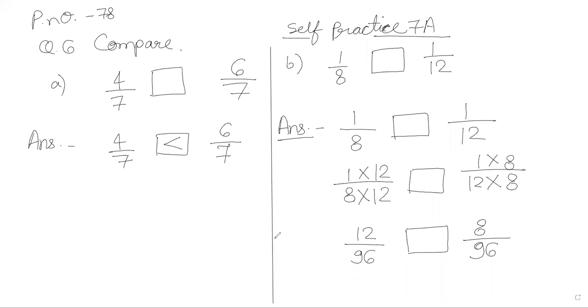Now compare the numerators directly. Which one is greater? 12 is greater or 8 is greater? This side is greater. Therefore, now look, 12/96 is the answer of which fraction? Go one step above, then one more step above, and you will see 1/8 is written here. It means 1/8 is greater. 1/8 is greater than 1/12.